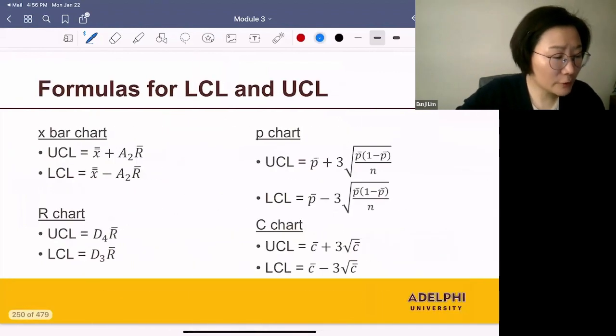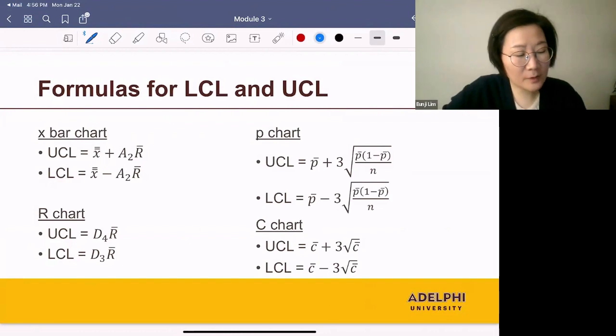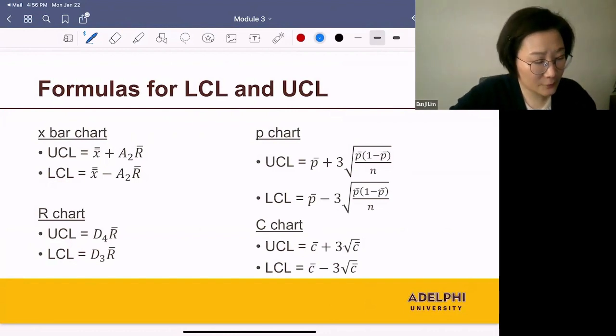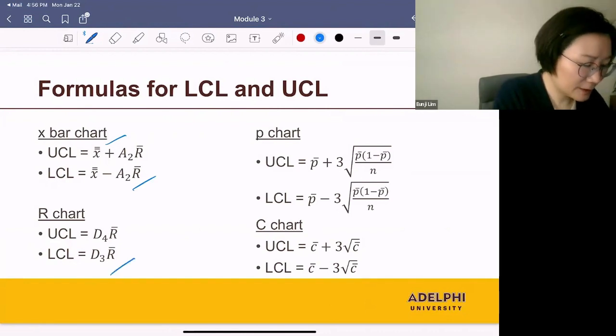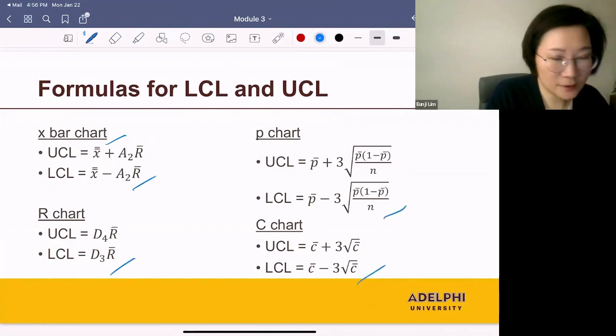So here we have all the formulas for the upper control limit and the lower control limit for each of these charts. For the X bar chart, we have these formulas. Here is the R chart, here is the P chart, here is the C chart.